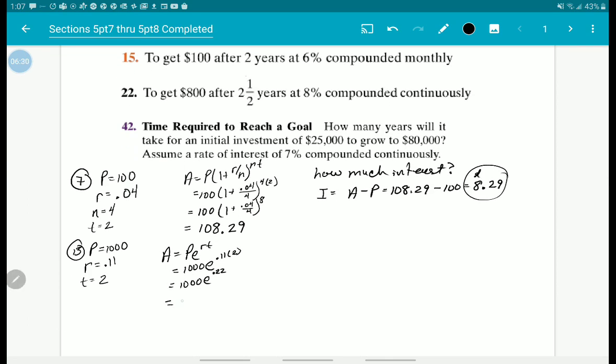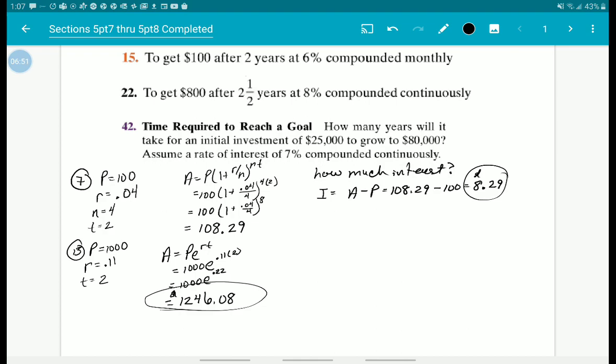So in this case, we had 1246.08. So there's our amount. So in those two problems, we were trying to figure out how much we would have at the end of some time period.